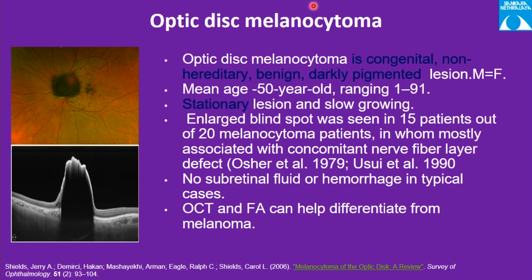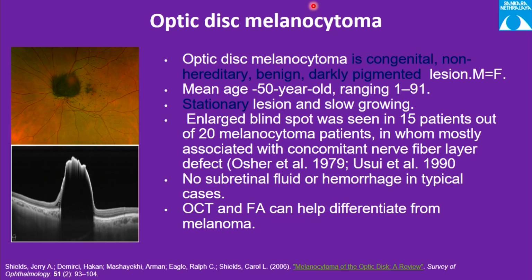Male to female preponderance is equal. They can occur at a mean age of 50 years, but have been noticed even at 1 year of age or at 91 years of age. They are usually stationary and slow growing. These patients usually present with an enlarged blind spot. There is no subretinal fluid or hemorrhage in typical cases of melanocytomas.